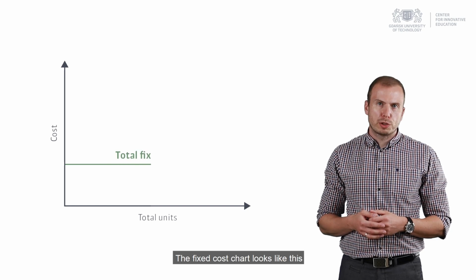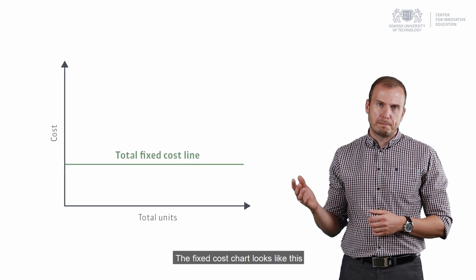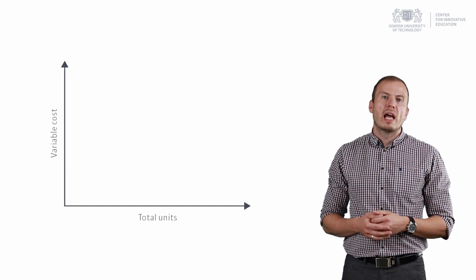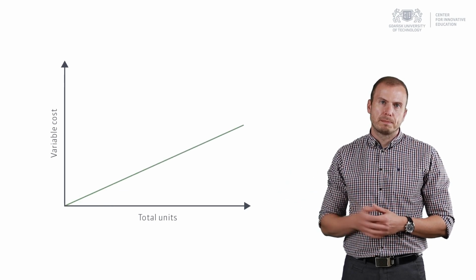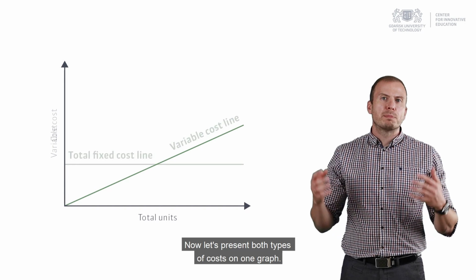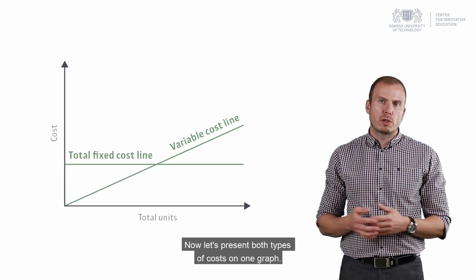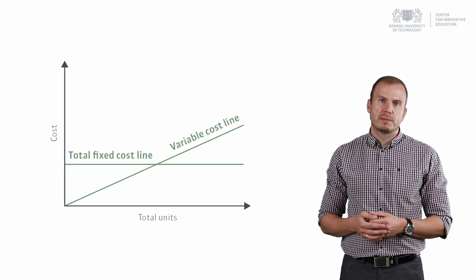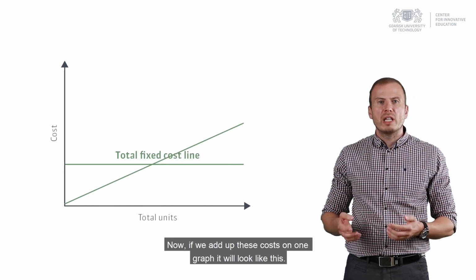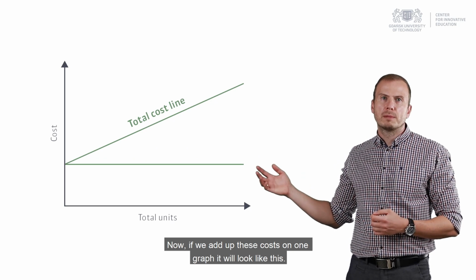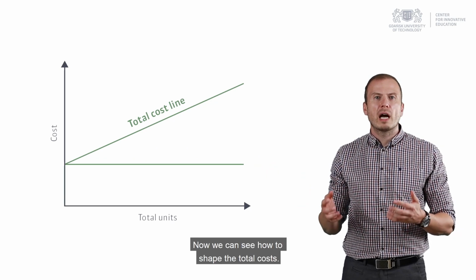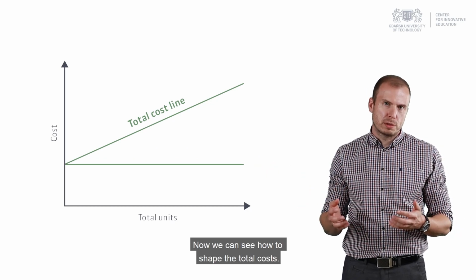The fixed cost chart looks like this. And the variable cost chart looks like this. Now let's present both types of costs in one graph. Now, if we add up these costs on one graph, it will look like this. Now, we can see how to shape the total costs.